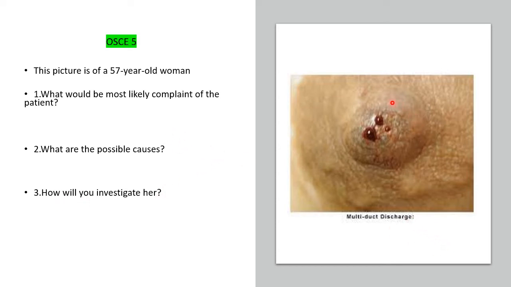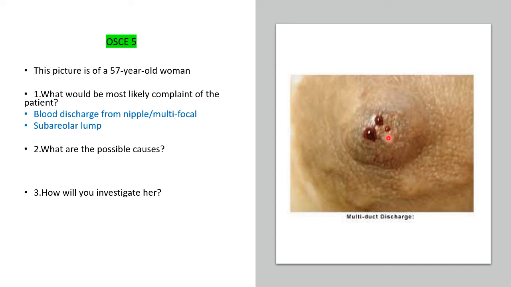Okay, this picture here shows you a nipple with multi-duct discharge of blood, a bloody discharge from the nipple. And maybe there is a lump beneath the nipple in the areola here. The most likely complaint of the patient will be blood discharge from the nipple, which is multifocal in nature, and maybe a subareolar lump as well.